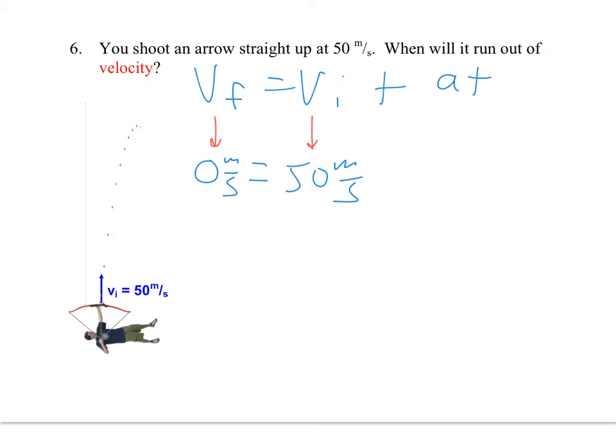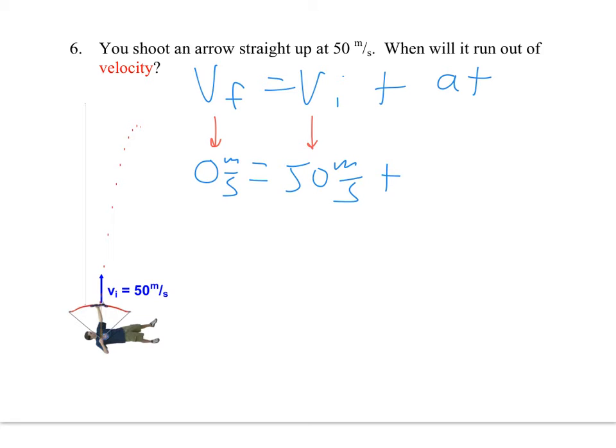All right, well, 0 does not equal 50, so something's got to cause the 50 to change into 0. And that something is the acceleration of gravity. When we throw a ball in the air, or in this case shoot an arrow, on the way up, gravity takes away the speed of the arrow because the direction of gravity is down, in opposition to the direction of the initial velocity, which is up.